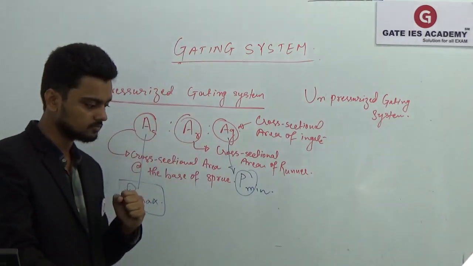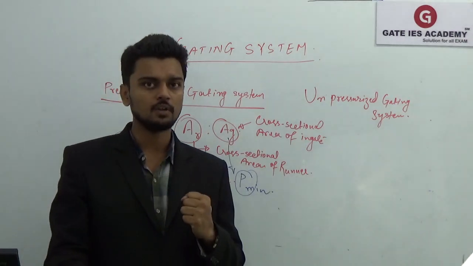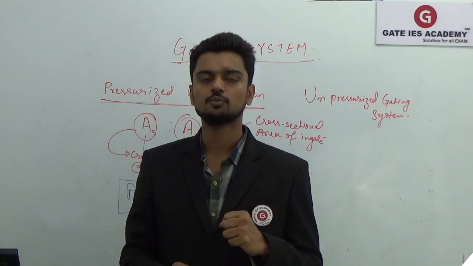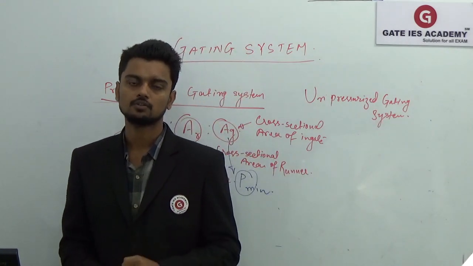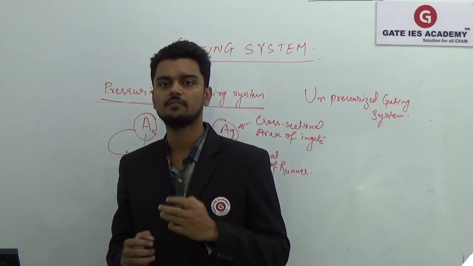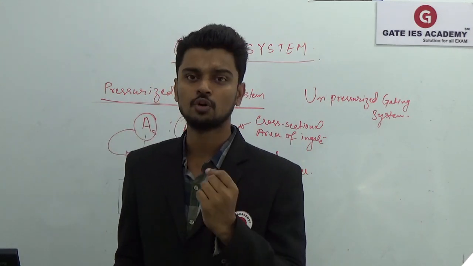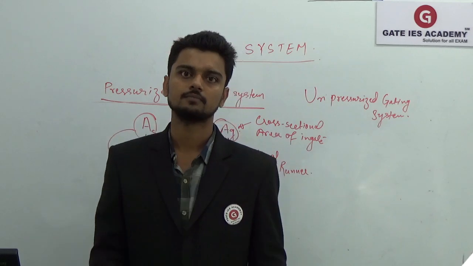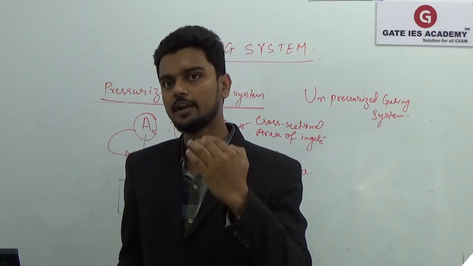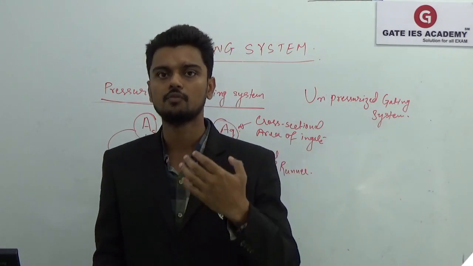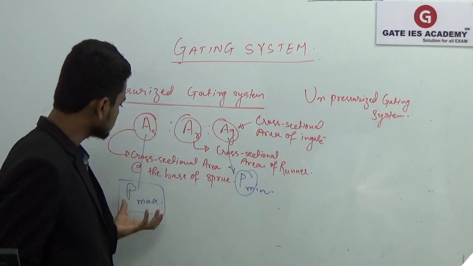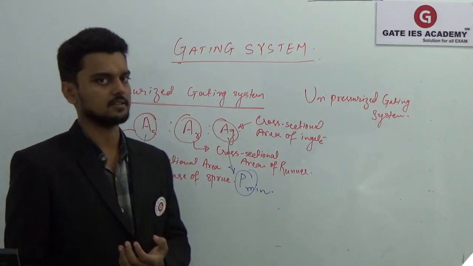Now when there is a back pressure, there will be full flow. When there is a back pressure, it means someone is trying to push you from the back. So obviously there will be full flow through your gating system. Your gating system will be completely filled by the molten metal. There is no gap, and there will not be any void in your gating system, because there is a back pressure.